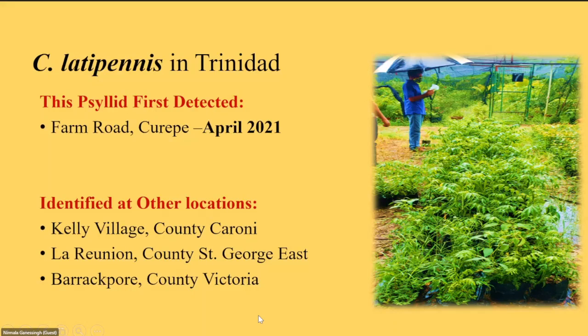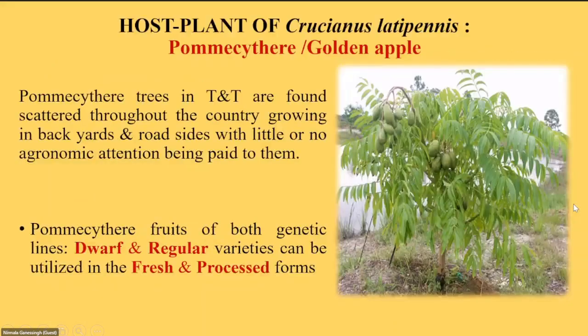The host plant for this pest is Pommecythere, also known as golden apple. Pommecythere trees in Trinidad and Tobago are found scattered throughout the country, growing in backyards and roadsides with little or no agronomic attention being paid to them. Pommecythere fruits of both genetic lines, the dwarf and regular varieties, as you know, can be utilized in the fresh and processed forms.